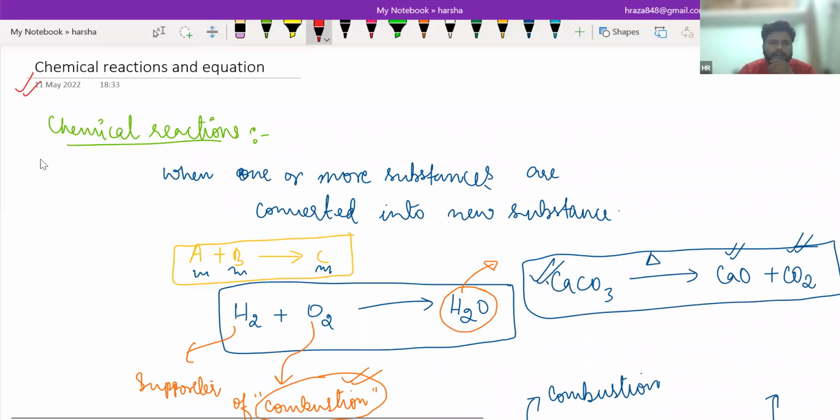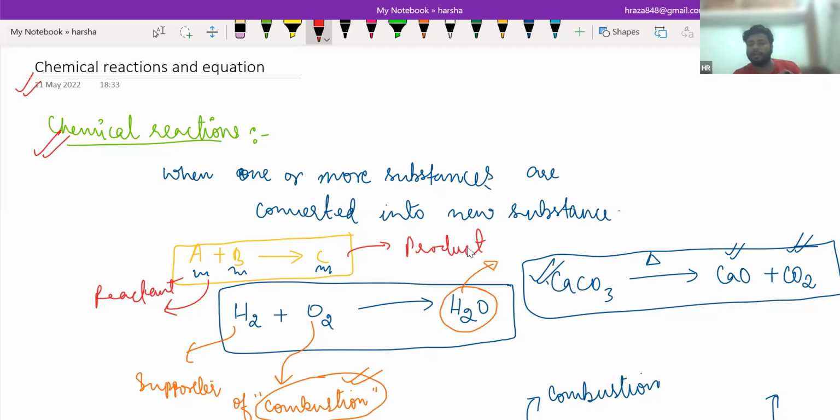You know what is a chemical reaction? A chemical reaction is a process when one or more substances are converted into new substances. The left hand side is called the reactant, and on the right hand side it is the product. The product will have entirely different properties than the reactant. This process is called a chemical reaction.